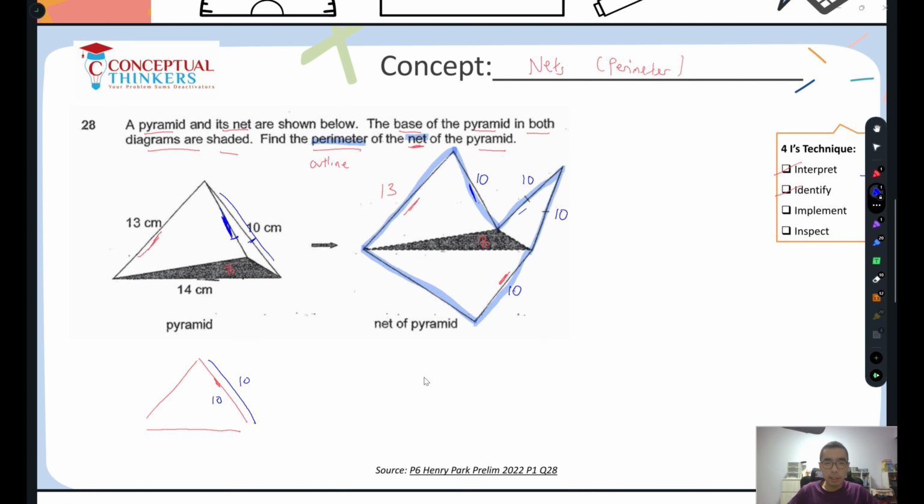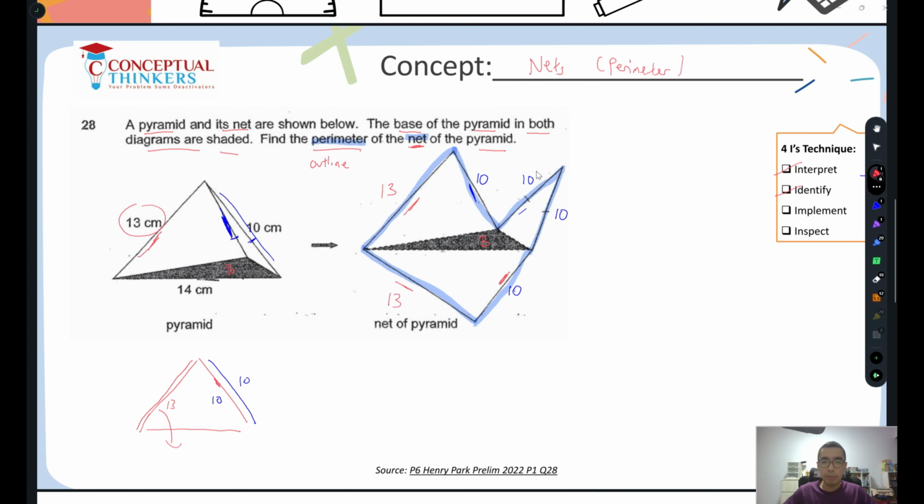Okay, now lastly, we are left with this long line here. So this is actually 13, because this 13 here is actually two lines together. So when you open it up, this must be 13. So when you bring it down, it will be this line here. This will be 13.